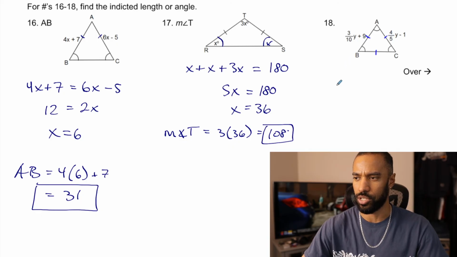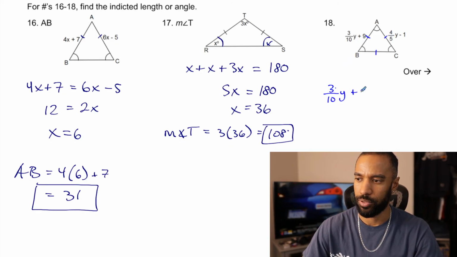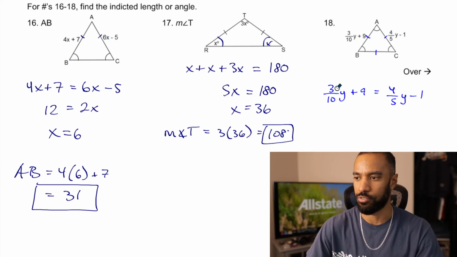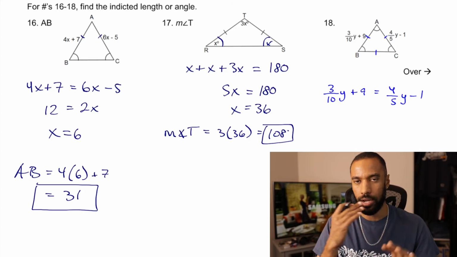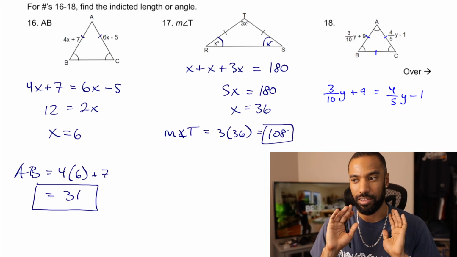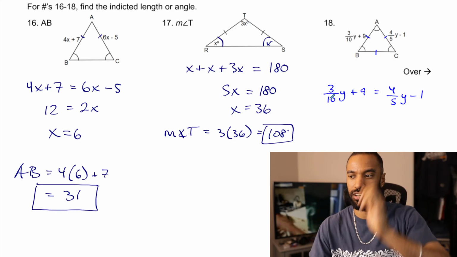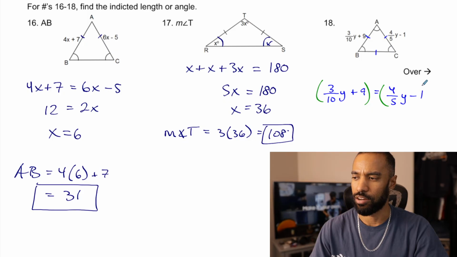I need to set this equal to this. So I have 3/10 y plus 9 equal to 4/5 y minus 1. Now we all hate fractions, including myself. So I'm going to get rid of them as soon as possible. I'm not going to worry about common denominator. I just want to multiply by a value that will get rid of all my fractions. So I've got to multiply both sides by a number that can divide by both 10 and 5. Well, 10 can divide by both 10 and 5.